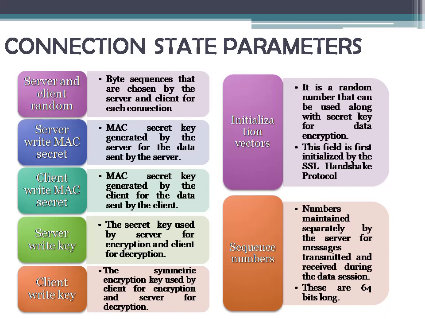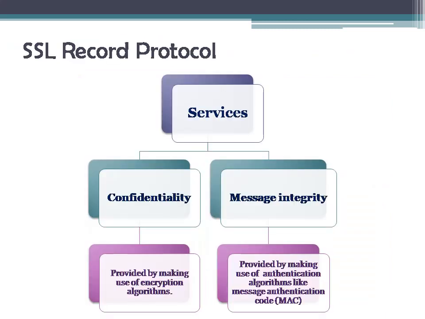Next we have the initialization vectors, which is a random number that can be used along with the secret key for data encryption. And lastly, we have sequence numbers, which are nothing but the numbers maintained separately by the server for messages transmitted and received during a data session. The size of the sequence numbers is 64-bit.